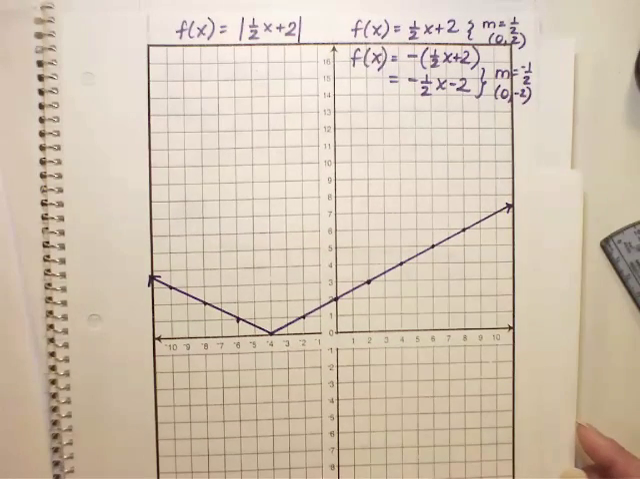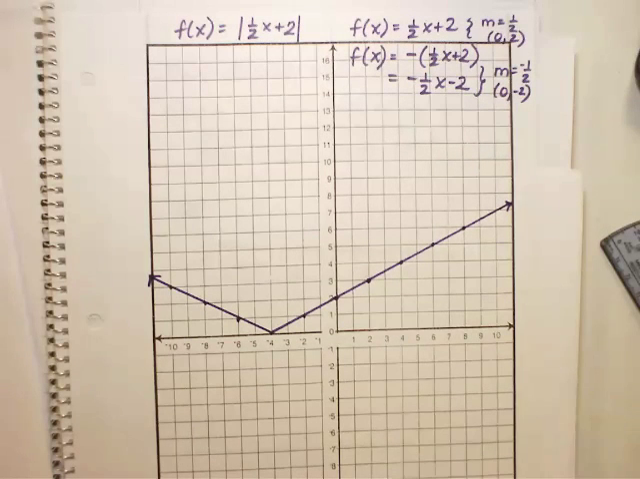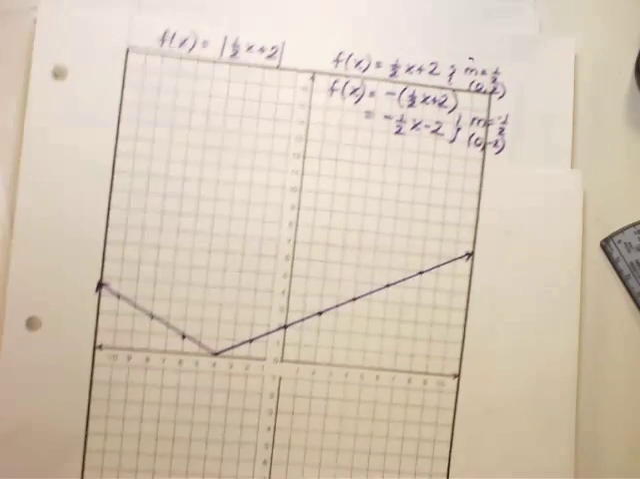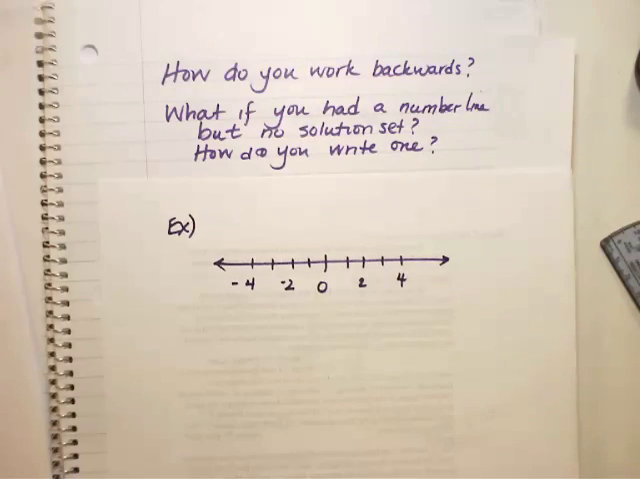Okay? Okay, so now we're going to move on to our last examples here, and that has to do with the number line itself. So, can we go backwards? How do you work backwards? What if you had a number line but no solution set? Could you write one? And how would you do it?